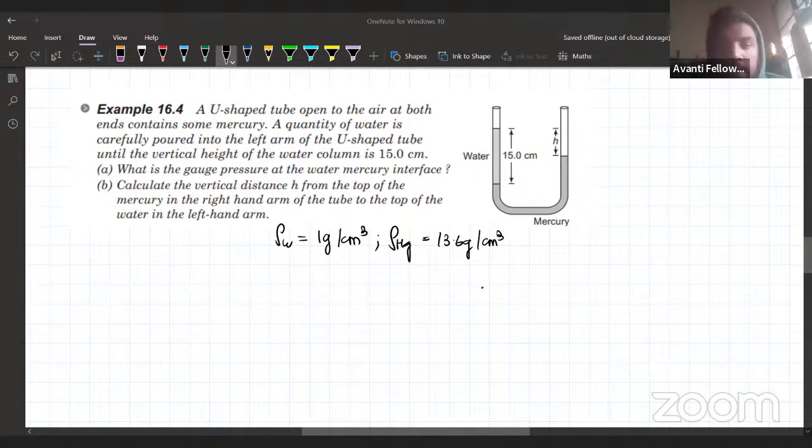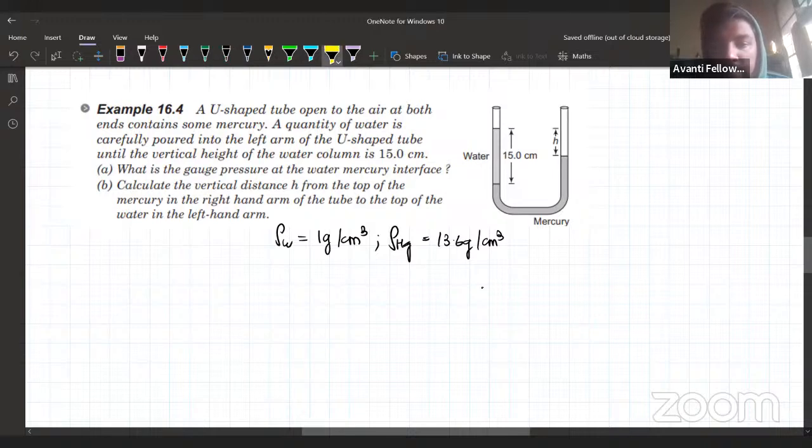A U-shaped tube open to the air at both ends contains some mercury. A quantity of water is carefully poured into the left arm of the U-shape until the vertical height of the water column is 15 centimeter. Water is filled at 15 centimeter height. What is the gauge pressure at the water-mercury interface? Means we have to calculate the gauge pressure.